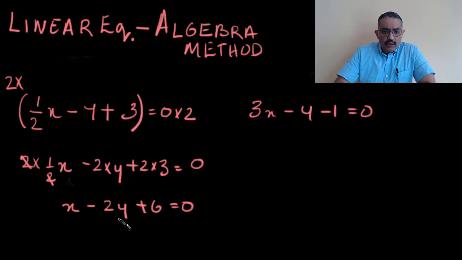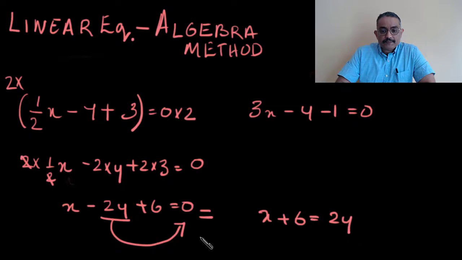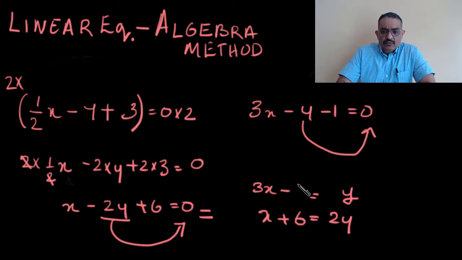Alright. Now our goal here is to move this term to this side of the equation. Now we can do it in our head. We're going to get this equation x plus 6 equal to 2y. Now let's do the same thing over here. Move y to the other side. You're going to get y on one side of the equation and 3x minus 1 on the other side. Okay?